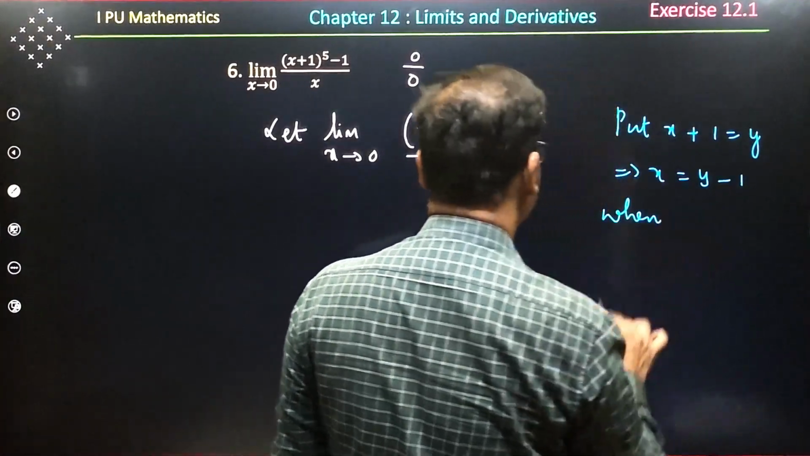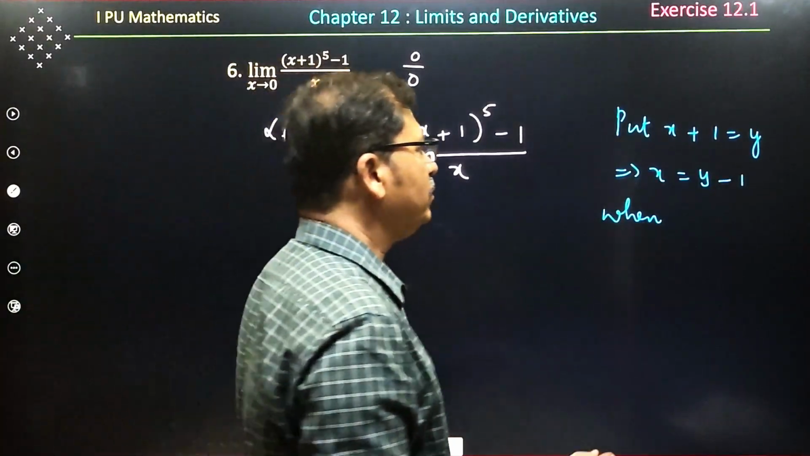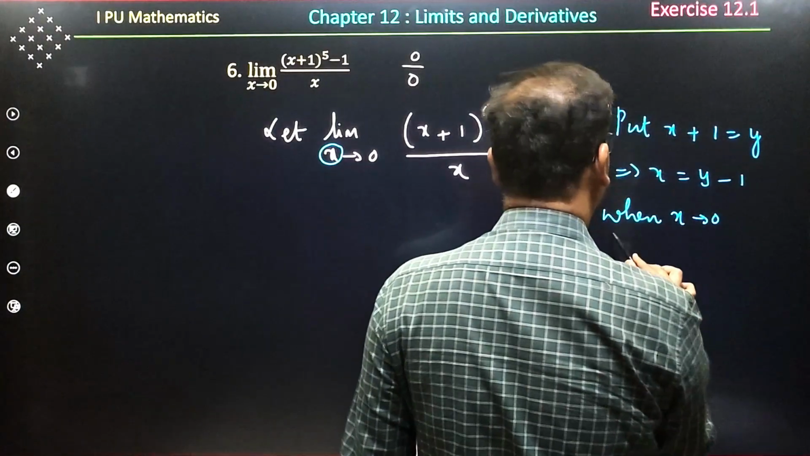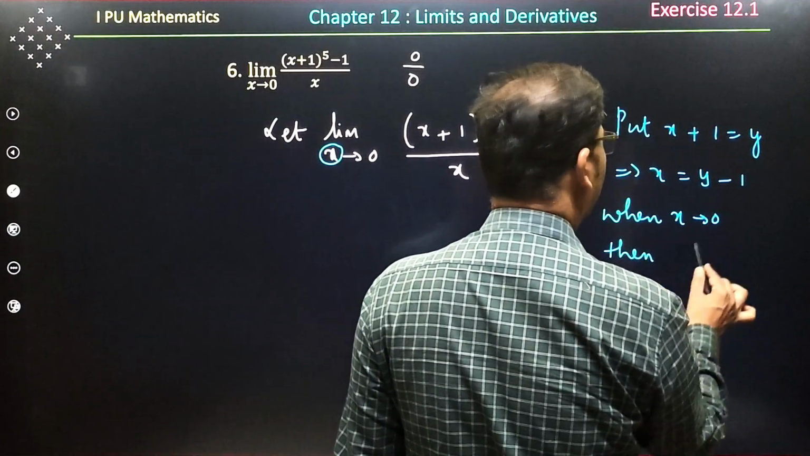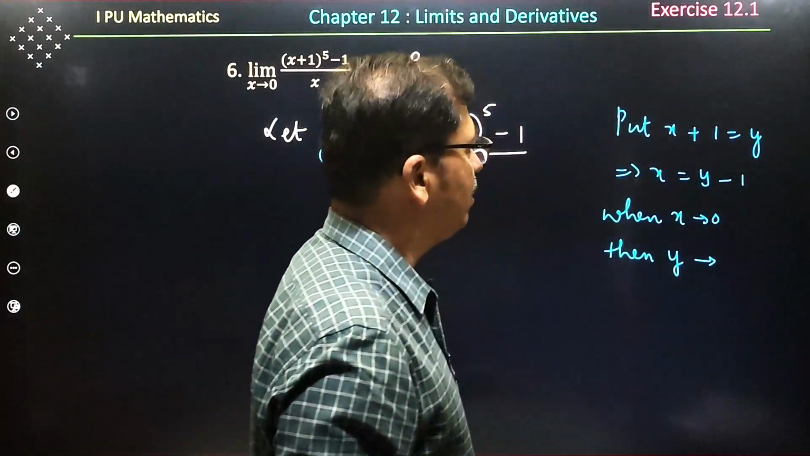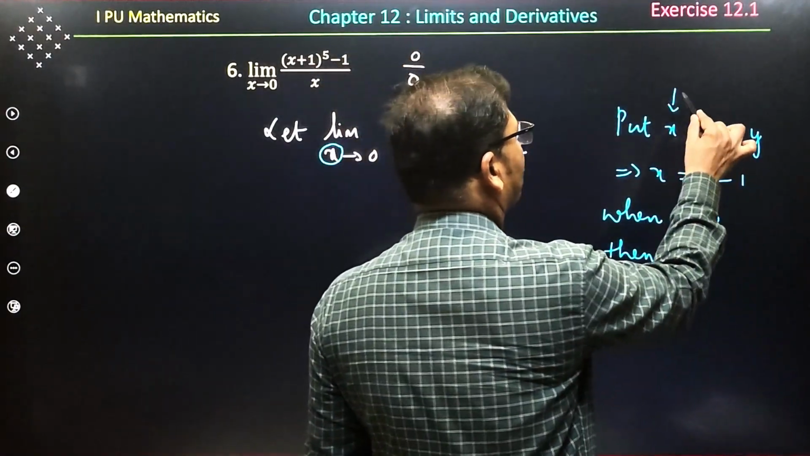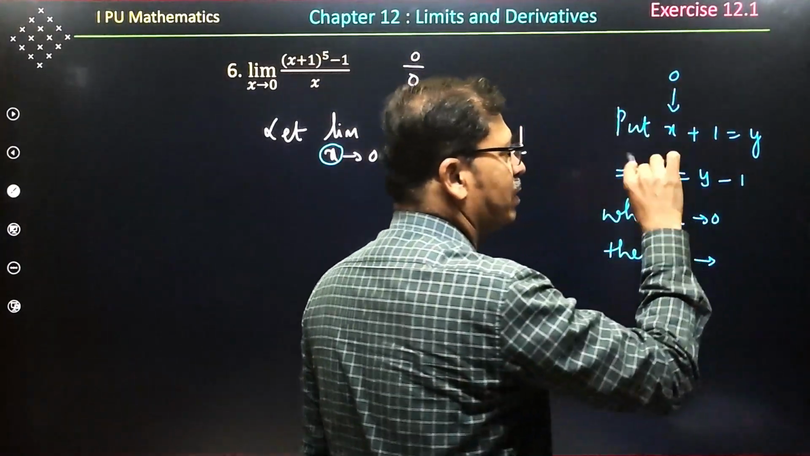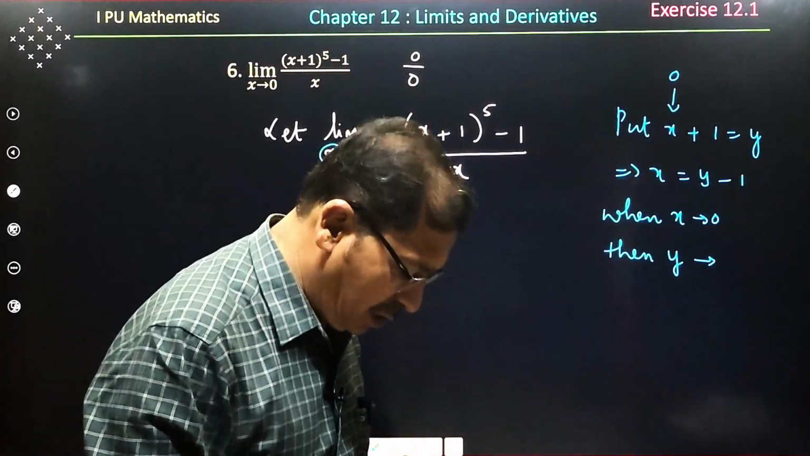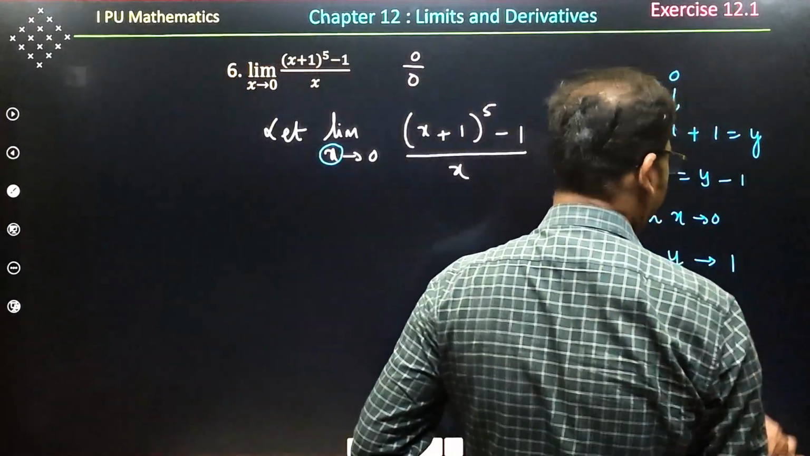When the old limit, the existing limit, is x tends to 0, then y tends to what? The new variable we have chosen is y. Y tends to what, that you need to calculate here. See, you put x is equal to 0 here. Then 0 plus 1 is 1 only. So y is equal to 1. So y tends to 1 we can write.